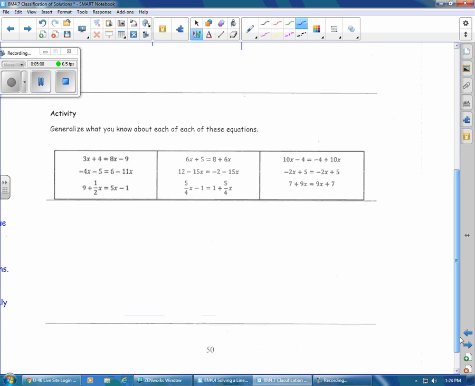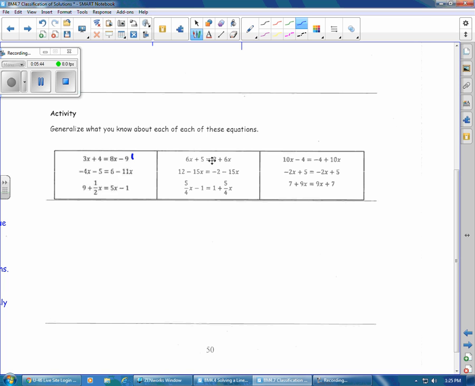The activity down below: take a look at these equations and see if just by looking at them you can decide if there's going to be one solution, no solution, or infinitely many solutions. I'll do the first one with you. Looking at this first equation, 3x plus 4 equals 8x minus 9. Our coefficients, 3x and 8x, are different. So we're going to expect that one to have one solution. I'm just going to write a little 1 next to it right here, so I remember that I did that one.